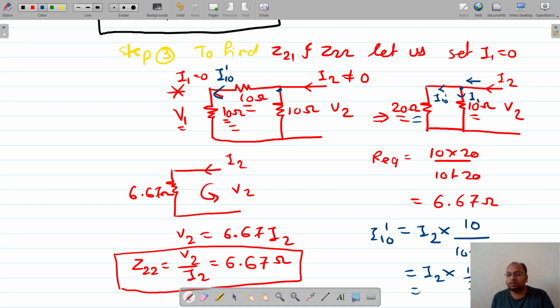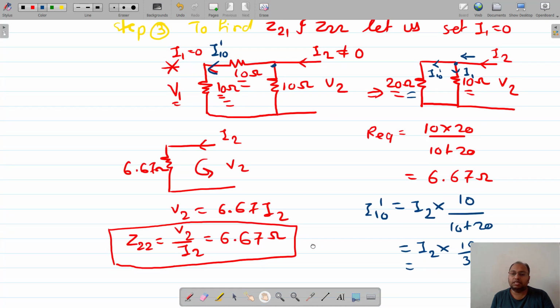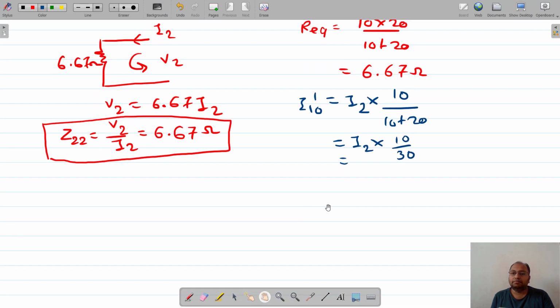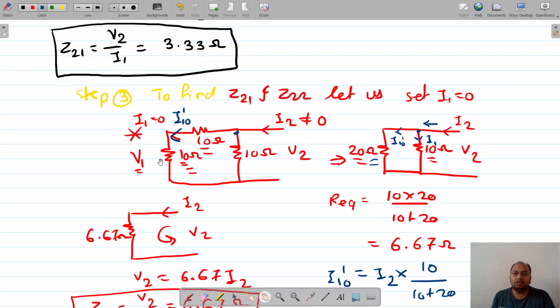So let us take this term over here. Therefore I10 dash is equal to 0.333 into I2. Is that fine? And how do we find V1? Yes, we are interested in finding this V1 now. V1 is nothing but the drop across this 10 ohm resistor because of this I10 dash.